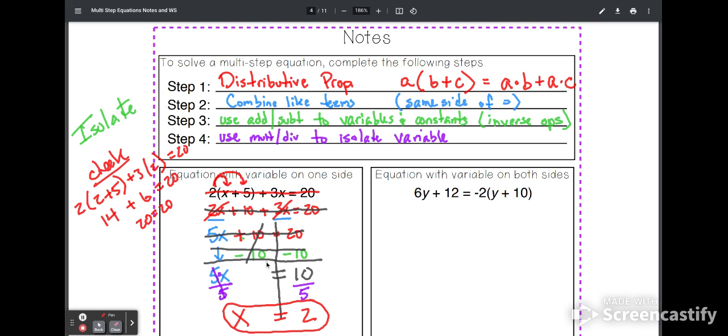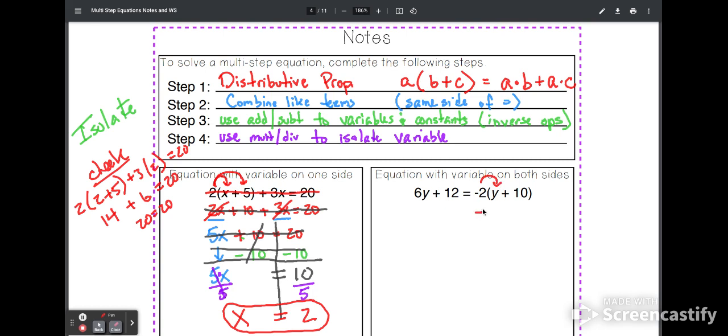All right, I'm going to go ahead and apply this again to the second problem here that we see on the screen. So we're going to start off with the distributive property. I've already got my red pen, so distributive property. I look at the left side of the equation. There's no distributive property over here. But on this side, there is. So I go ahead and distribute.